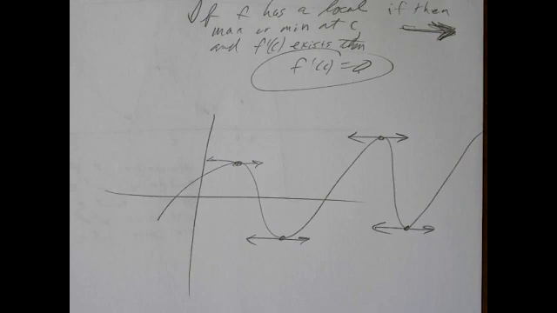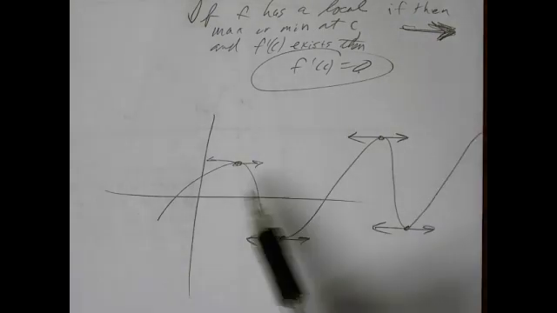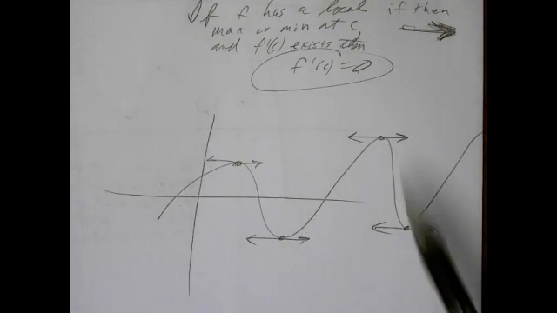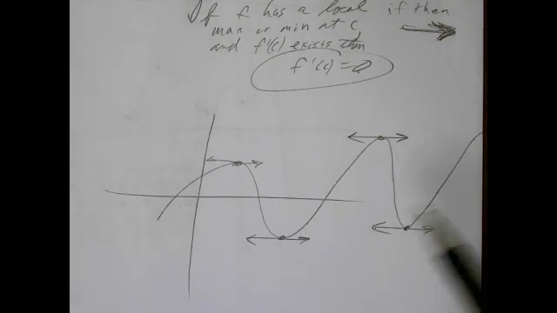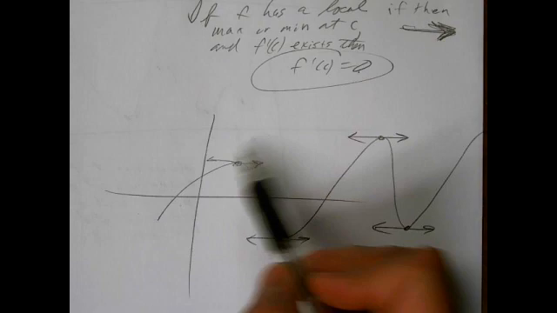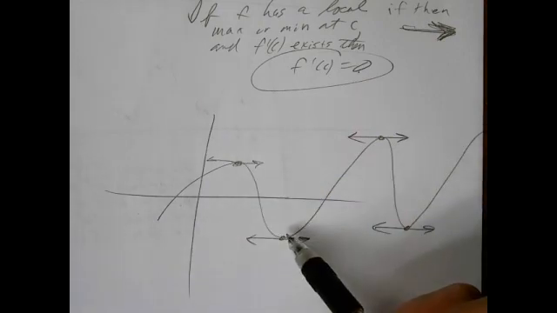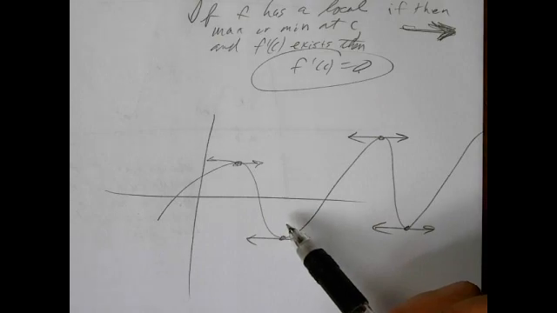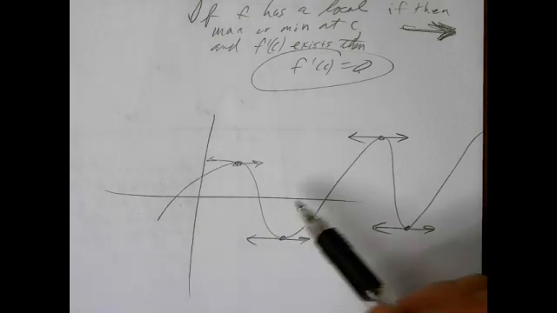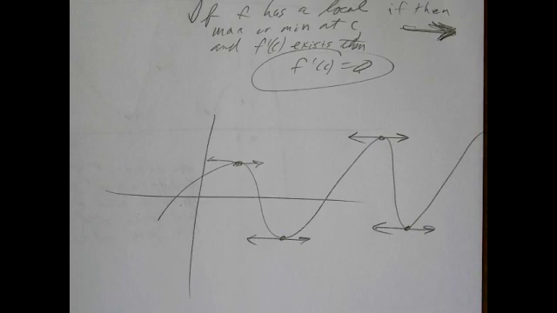So what this tells us, again, it does not say that a slope of 0 automatically means max or min. What it's actually saying is that anywhere you have a slope of 0, that is an excellent place to look for a max or min. It's not a guarantee you will find one, but it would be a great place to check for one.